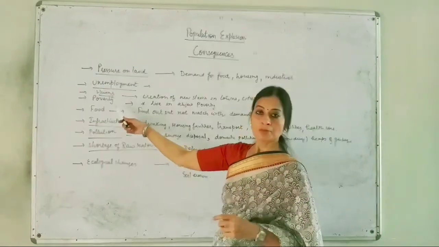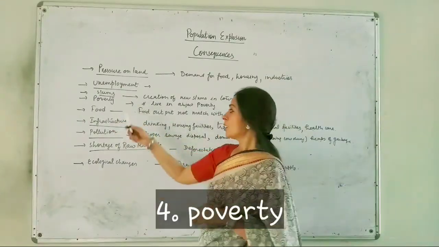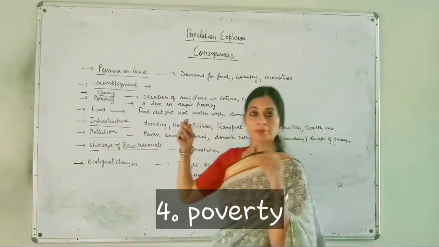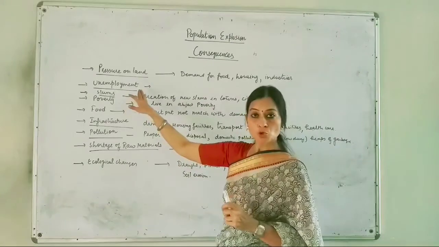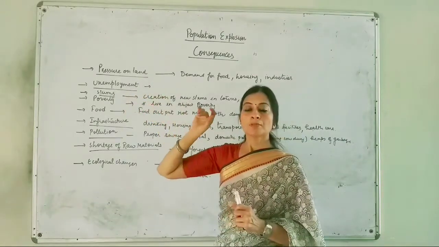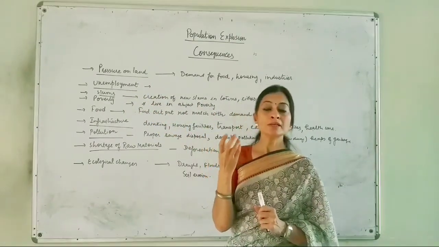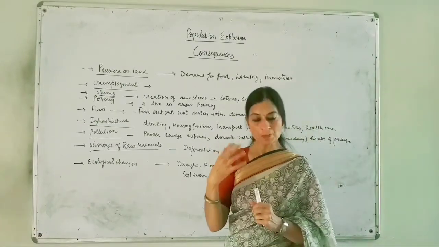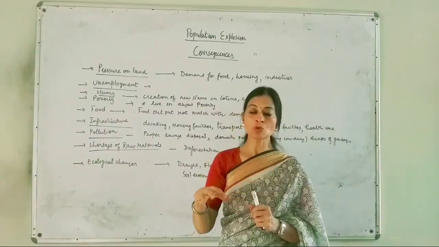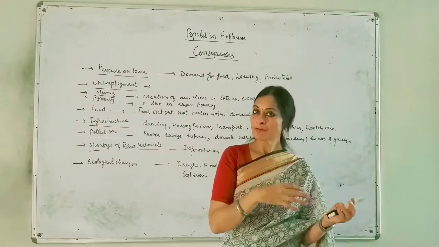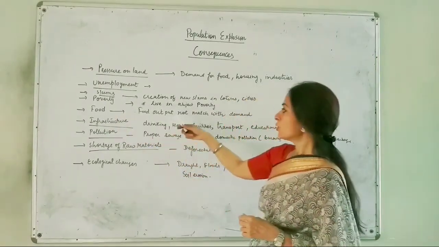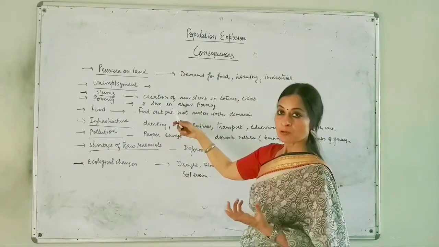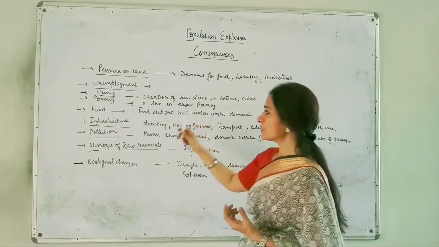Then there is the problem of poverty. Poverty arises just because people are not getting jobs, or they are not getting enough food supply or the space to have shelter. So this poverty is leaving people in abject poverty.